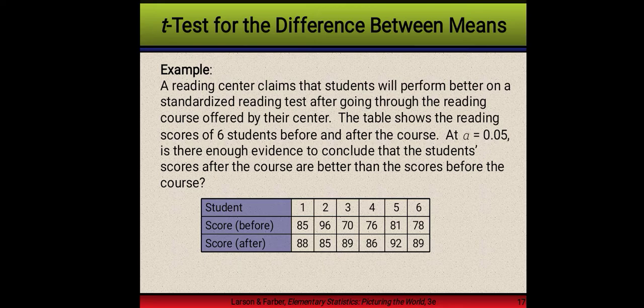And in student 3, it increases from 70 to 89. In student 4, 76 to 86, it increases also. In student 5, we have 81 to 92, it increases also. And as well as in student 6, it's 78 to 89. So 5 of the students have an improvement since their scores from before increased to the after result, compared to student number 2 wherein the result decreased. So that is how to represent its claim.